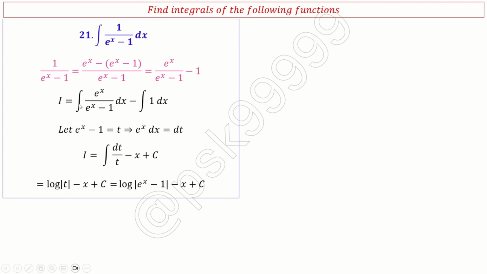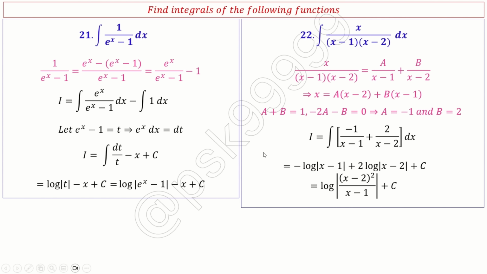So this is basically integration of dt by t minus integration of 1, which is x, plus constant. t is nothing but e to the power of x minus 1. If I replace it, integration of 1 by t is log t, so log t minus x plus constant. So log of e to the power of x minus 1, minus x, plus C. This is the answer. Okay, this is a very straightforward and simple partial fraction which you can do yourself. Cross check the answer.